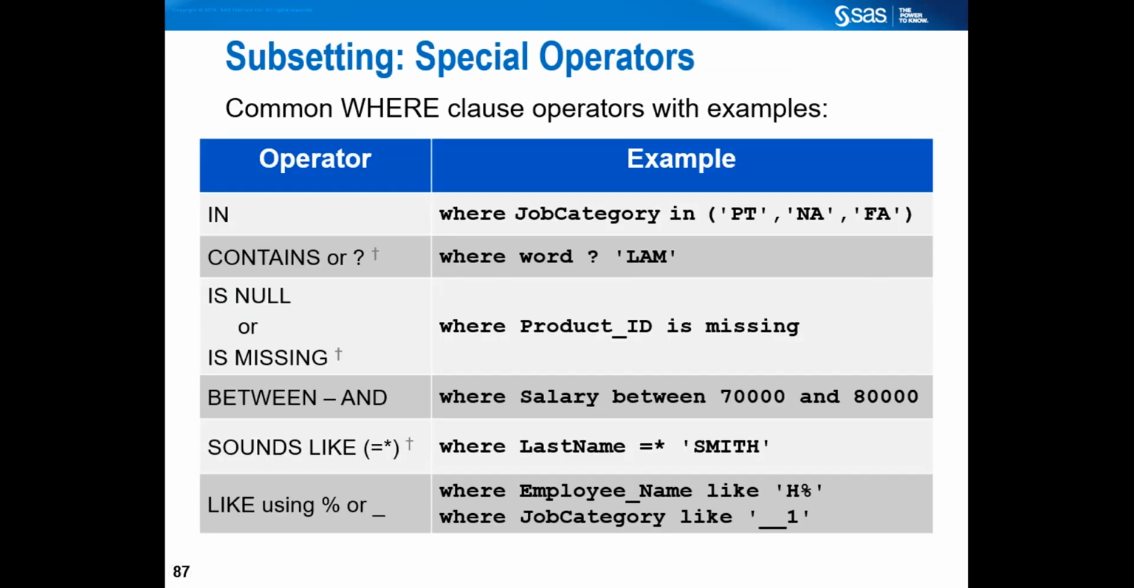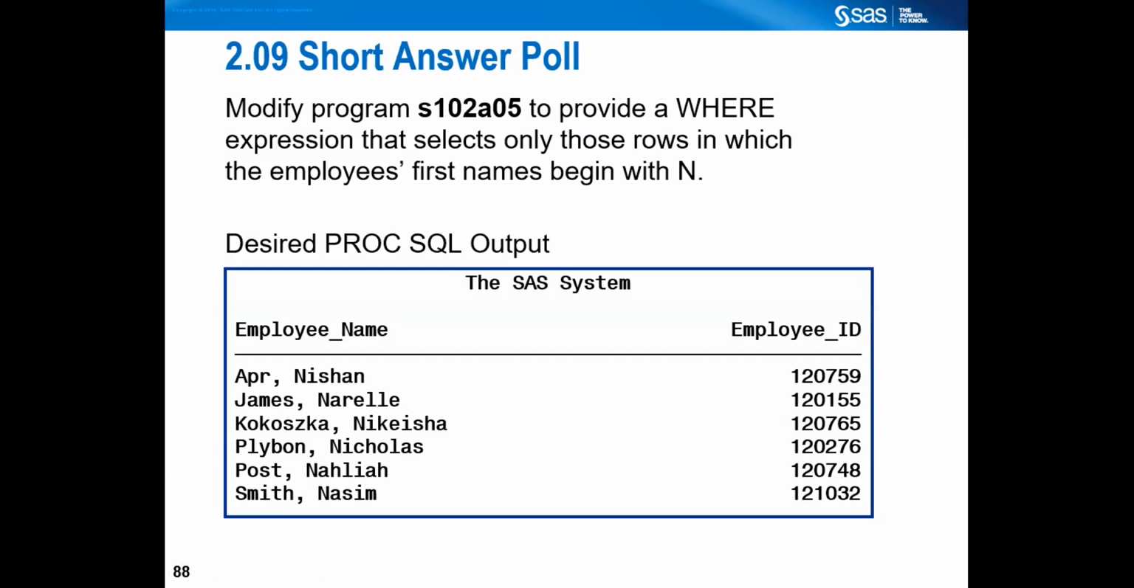Okay, so now answer this poll. Open this activity to provide a where expression that selects only those rows in which the employee's first names begin with N. Now for the names of the employees, first they have the last name and then their first name. So you're selecting all those employees whose first name starts with N. Open this activity and write a where clause to select all those whose first name starts with N. So the values are like this. Which expression will you be writing here? Remember what you are going to make use of: in substr, why do you need substr here? You can put the position number 2 and then extract that. Try it out.